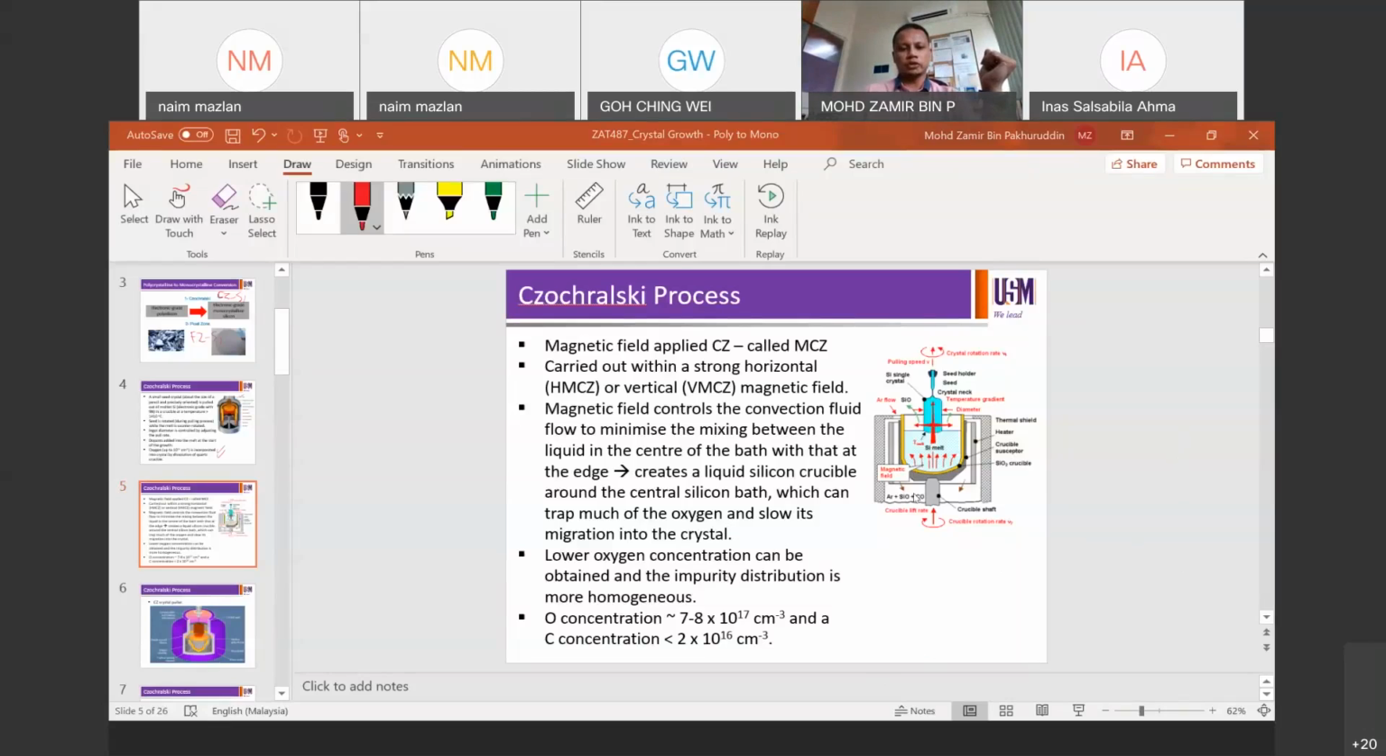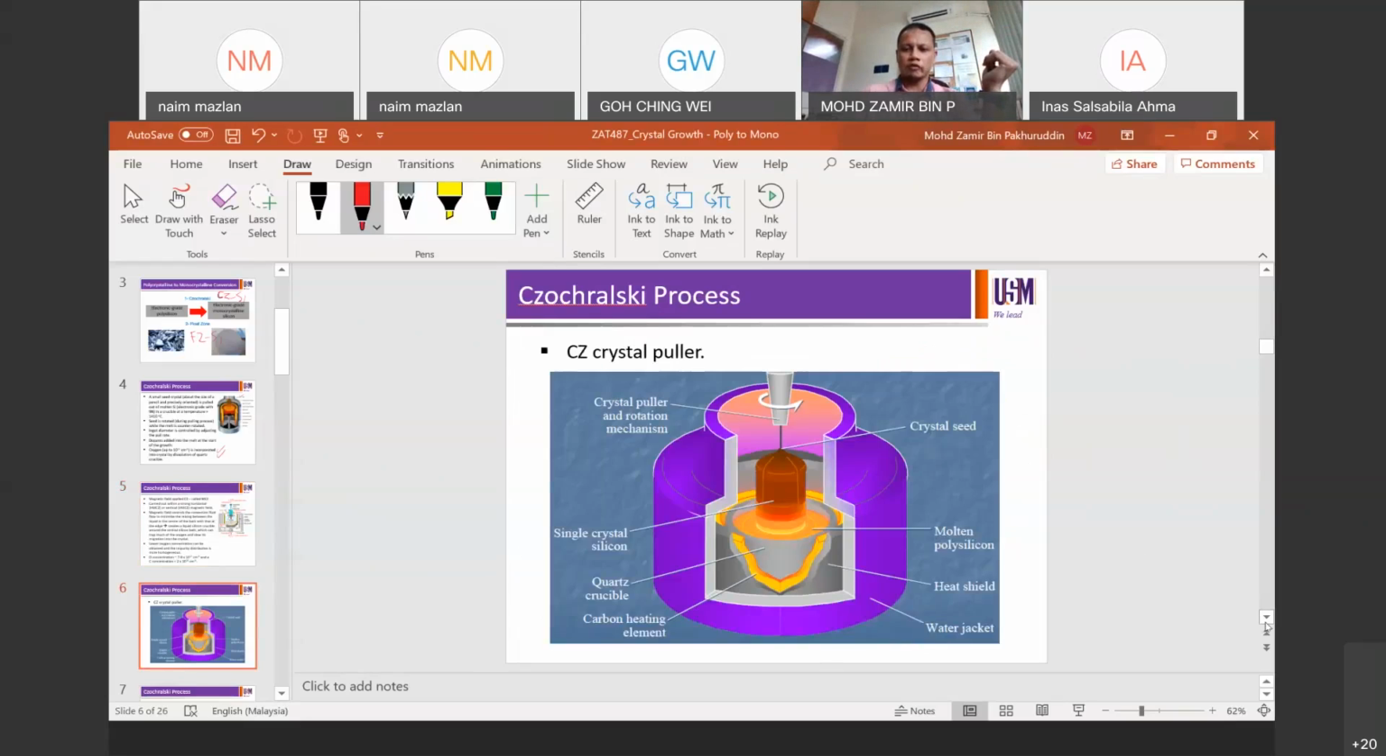So lower oxygen concentration can be obtained and impurity distribution will be more homogeneous. With this, we can reduce the oxygen concentration to 10 to the 17, so one order of magnitude lower in comparison to the CZ process without a magnetic field. And also the carbon concentration is below 10 to the 16. Carbon is actually coming from the crucible itself. Okay, so MCZ is overcoming the weakness of the CZ process.